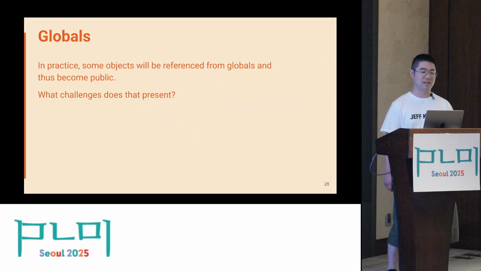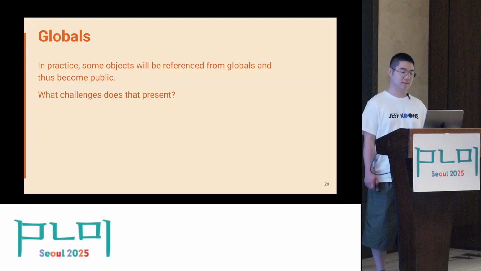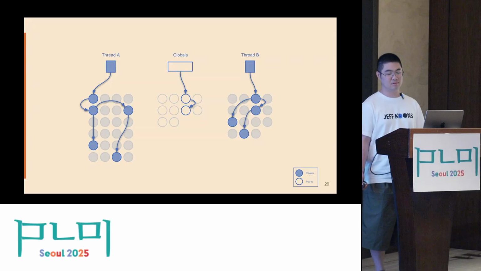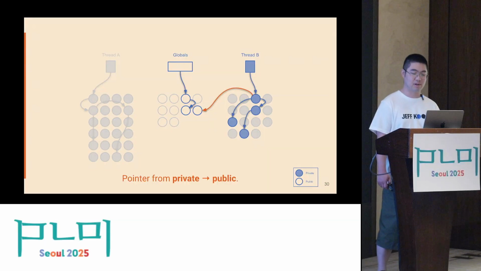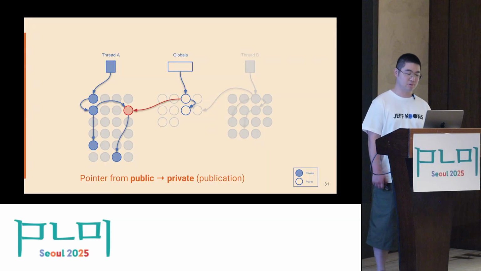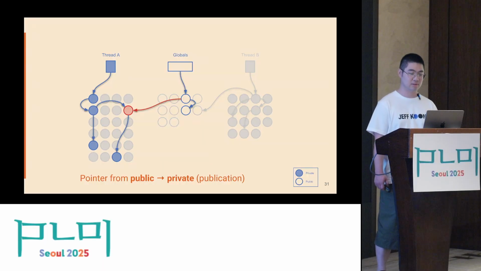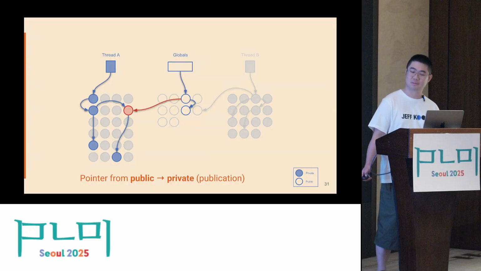But actually, this is not reality, because in practice, some objects will be referenced from globals and thus become public. So what does that mean, or what challenges does that present? Now we introduce public objects and the public heap, which contains all the public objects. They are represented as white circles, and the blue circles are private objects. Since we now have two kinds of objects, we can have pointers from private to public, but we might also have pointers from public to private. In this particular case, it's a publication operation, which is problematic for thread A, because it introduces a race condition.